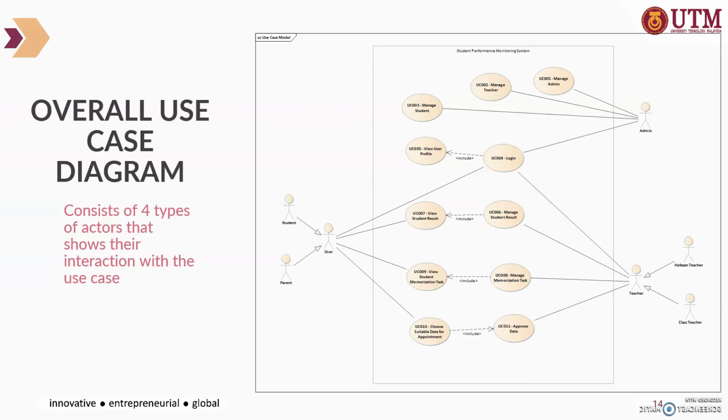The first one is manage admin, which consists of add, delete, and also update. The second one is manage teacher. The third one is manage student. The fourth one is login. The fifth one is view user profile, and the sixth one is manage student result, and the seventh one is that the user can view the student result. The eighth one is manage memorization task. The next one is that the student can view the student memorization task. Then they can choose the suitable date, and the last one is approve or decline date.